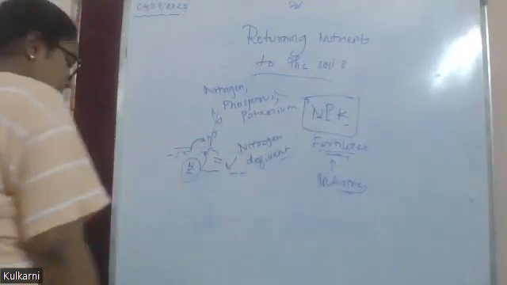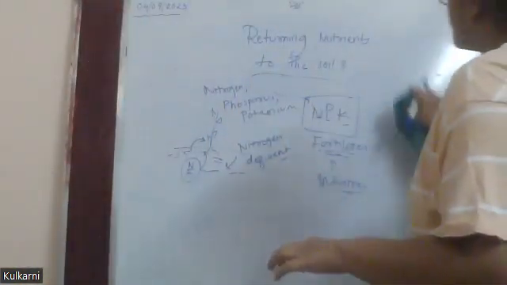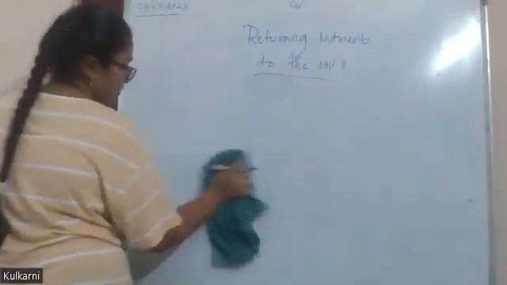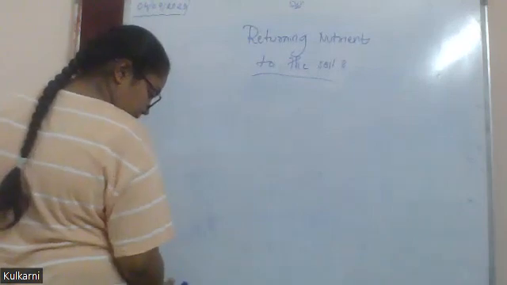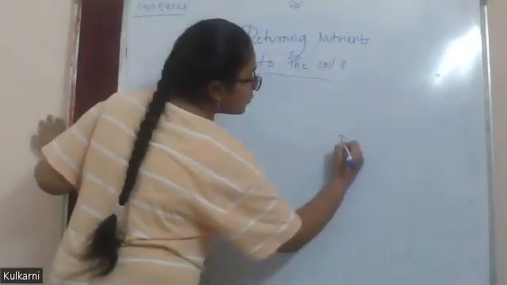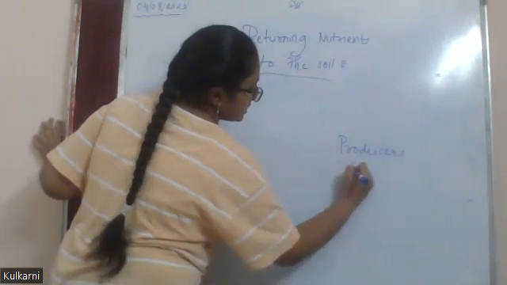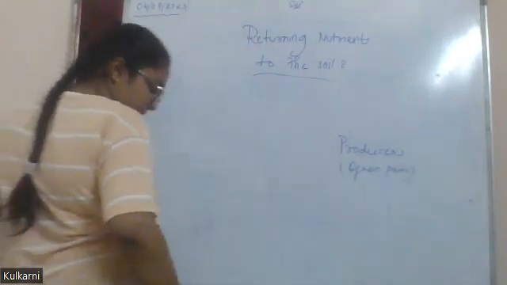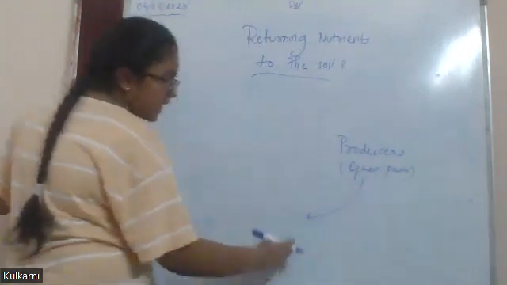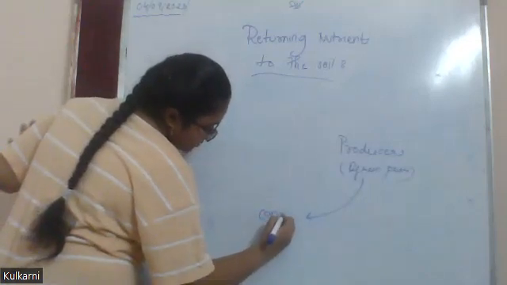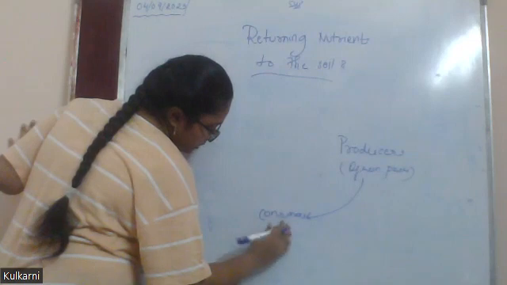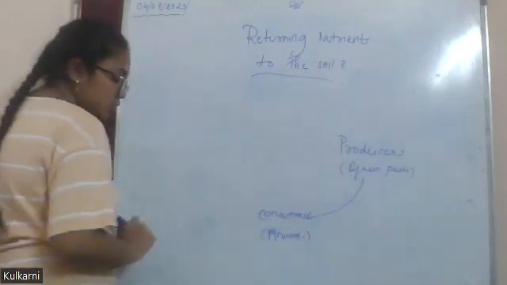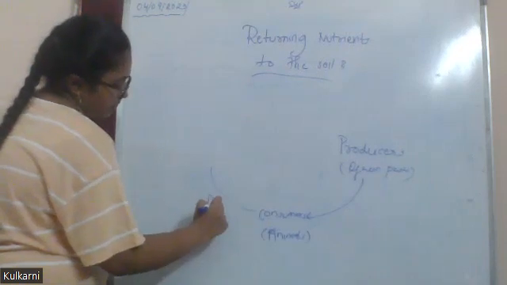Okay, now I will just draw a simple cycle showing how nutrients are returned to the soil, and then we are done with this chapter. Now, how is it done? First, there are the producers, meaning green plants that produce all the food. They are eaten by whom? They are eaten by consumers. We consume plants, right? We are consumers, or the animals. Animals are the consumers. Now, when animals die, what happens?